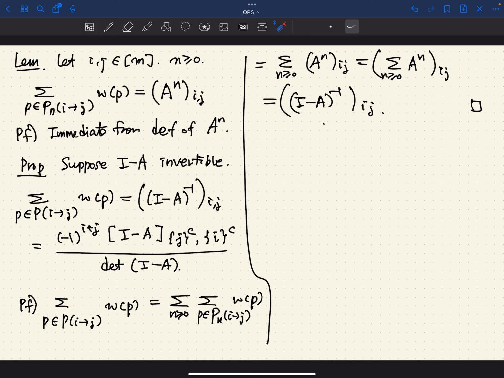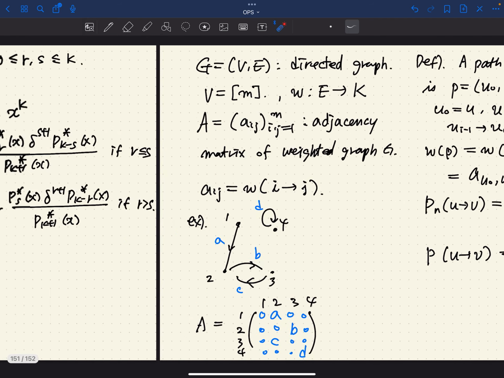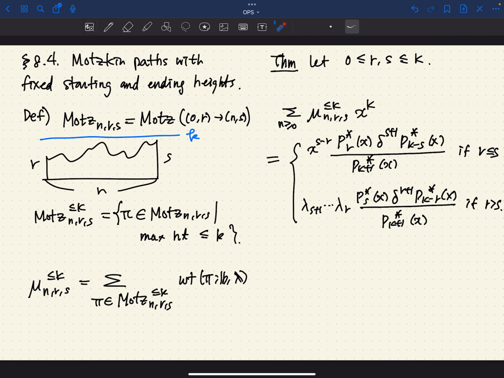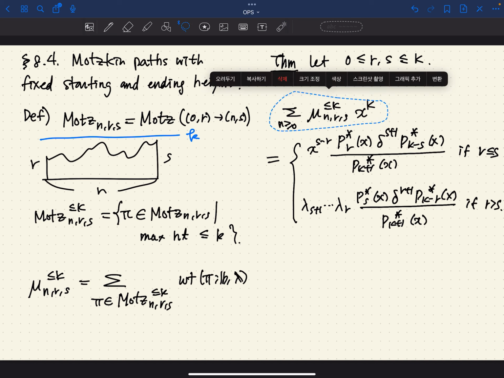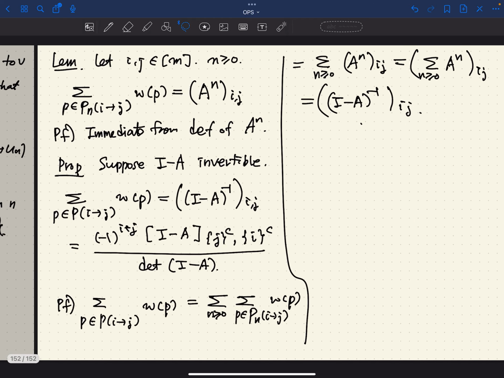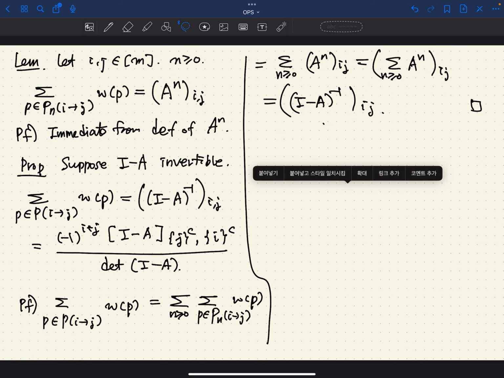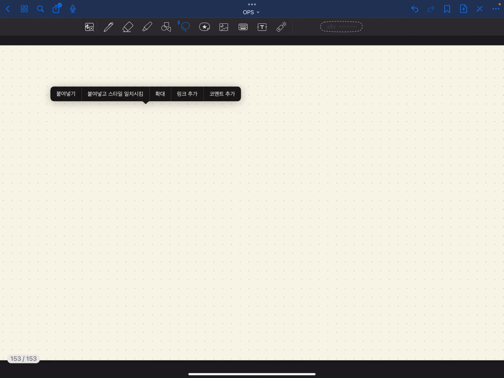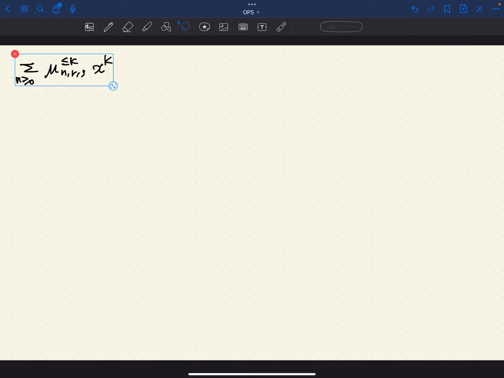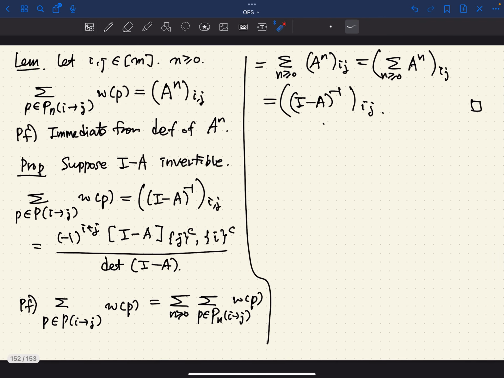Okay, now it's time to think about the generating function here. Now we need to look at this. But okay, let me move on to the next section. So let's look at this. But if you want to use this kind of proposition, we need a graph and we need a path.